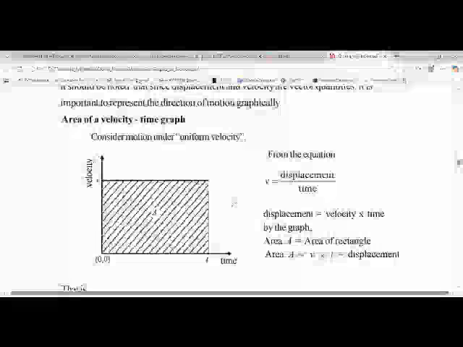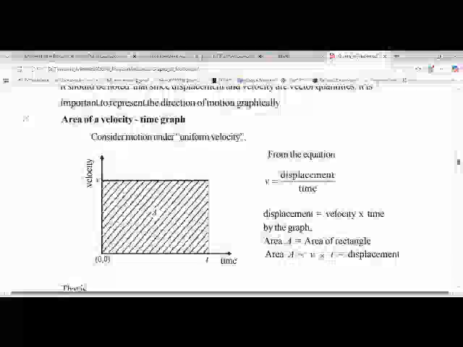This is different from the displacement time graph. This time, we are talking about the area of the velocity time graph. This area. What does this area represent? It represents displacement. The area between the graph and the time axis represents displacement.